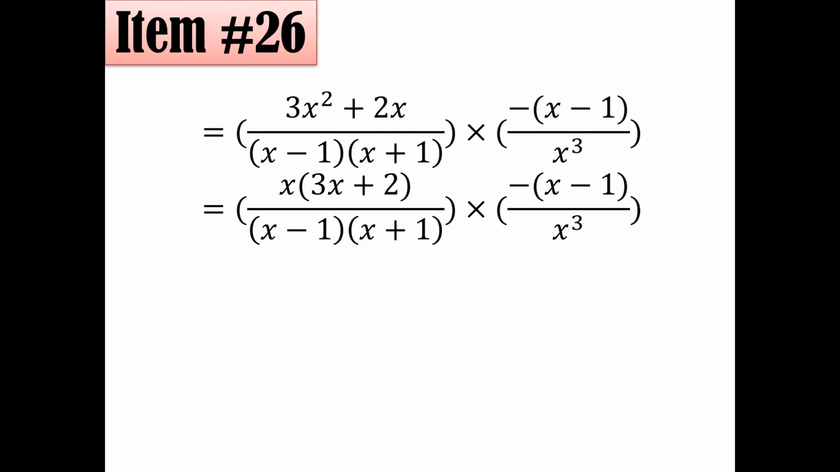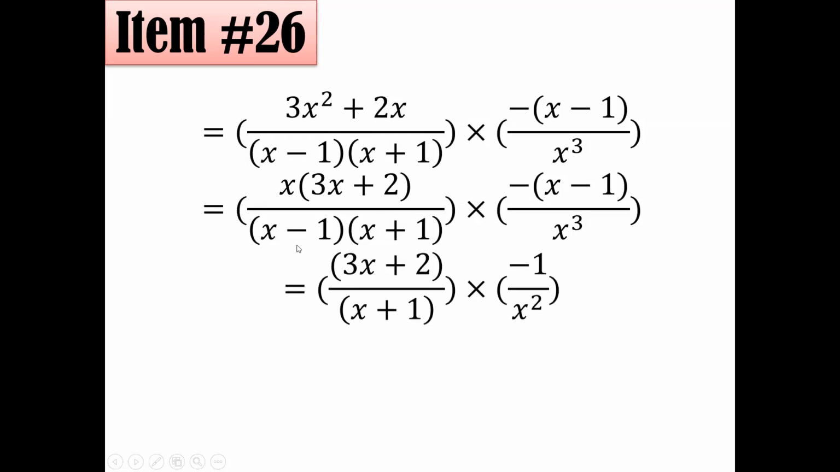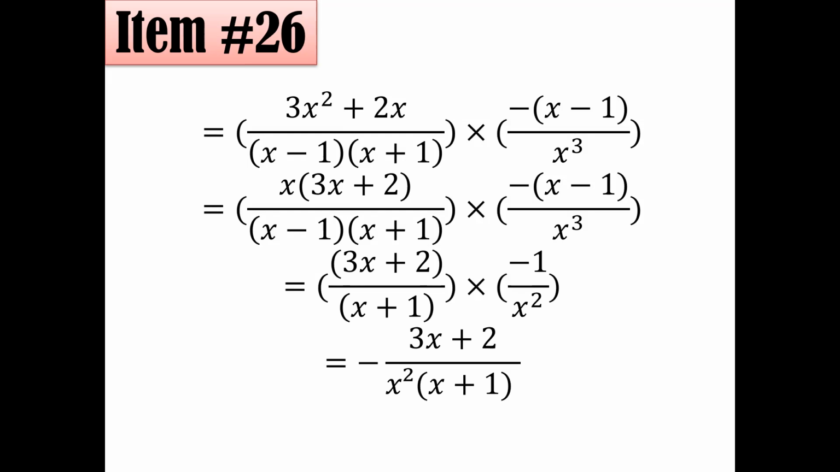May we cancel anything? Yes. That is, x over x cubed becomes x squared in the denominator. The x minus 1 divided by x minus 1 cancels also. And what will be left is this, which simplifies to negative of the quantity 3x plus 2 all over x squared times x plus 1. So this is letter A.